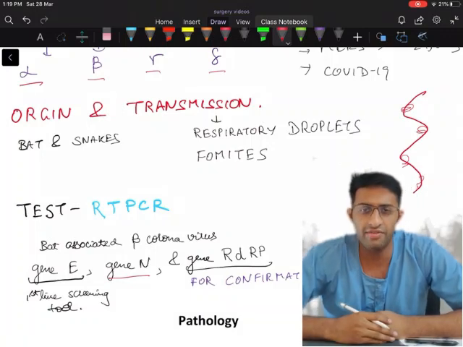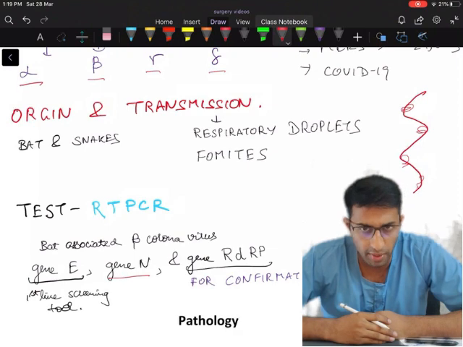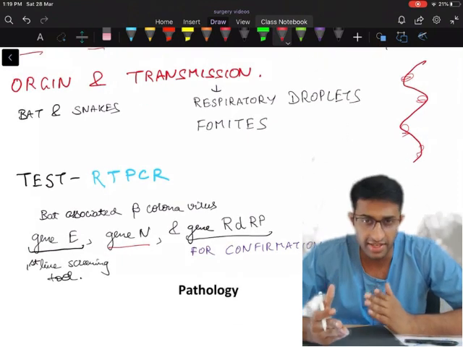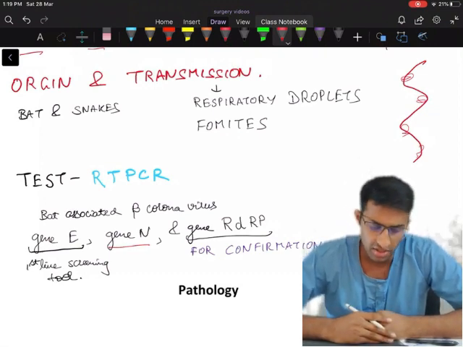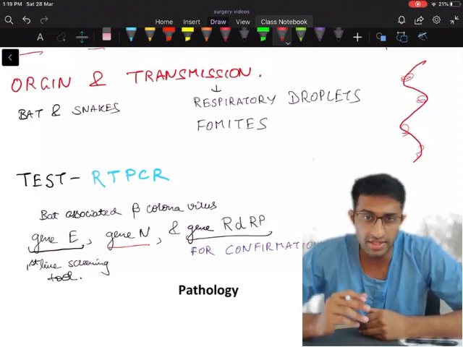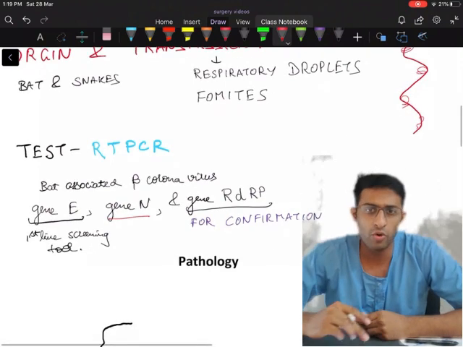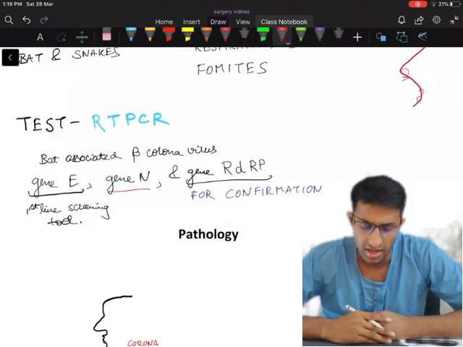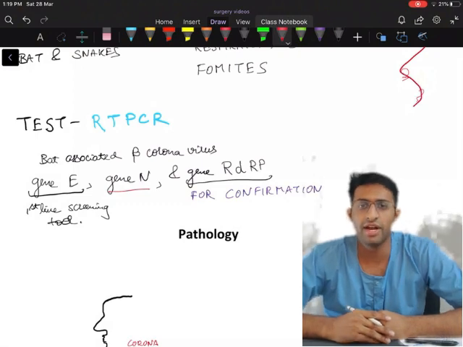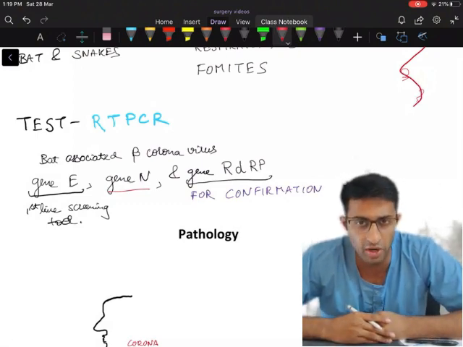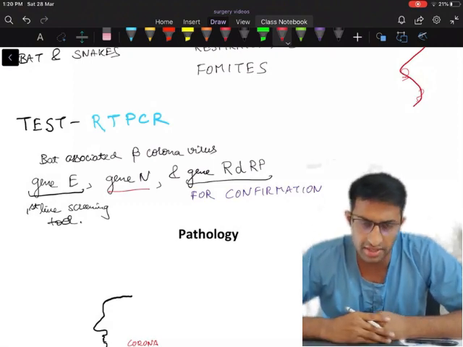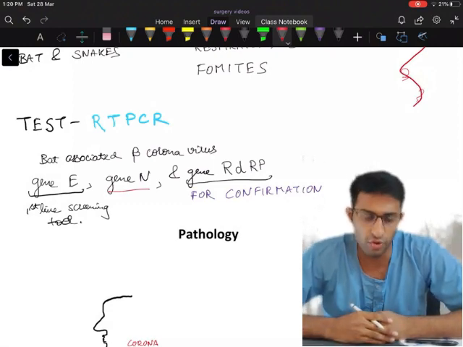What is the test done? The test done to identify this virus is real-time polymerase chain reaction. This is the same test done for almost all viral diseases. We identify specific genes related to COVID-19: gene E, gene N, and gene RdRp. Gene E, the envelope gene, is used as a screening tool. For confirmation, we look for a specific gene known as RNA-dependent RNA polymerase. That is the first protein to form from COVID-19, so it is the gene for confirmation.